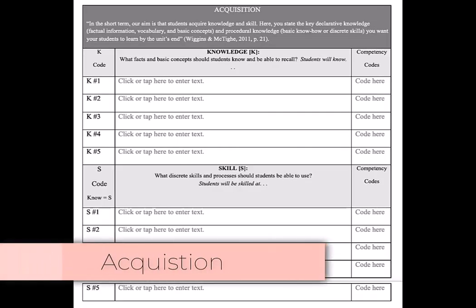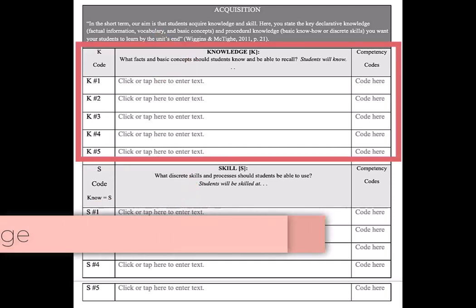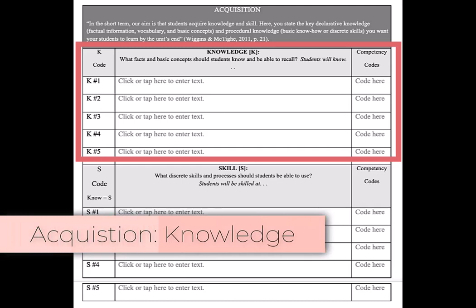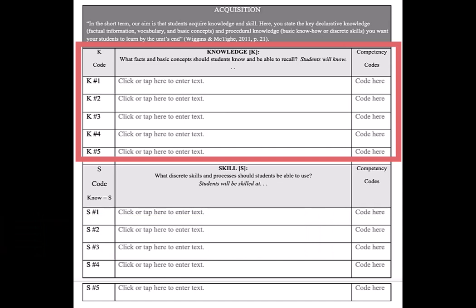Finally, we have the acquisition section. In this section, the knowledge and specific skills students will learn are discussed. In order to make meaning, students must have these areas. The knowledge section is about the facts and basic concepts that the students will know. These should be factual information, vocabulary, or basic concepts that they need to know by the end of the unit. Think, "students will know" what at the end.